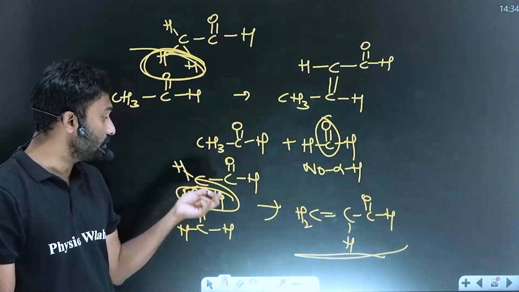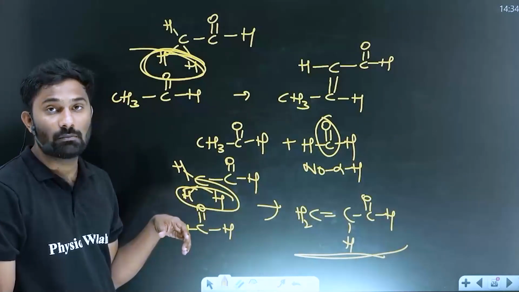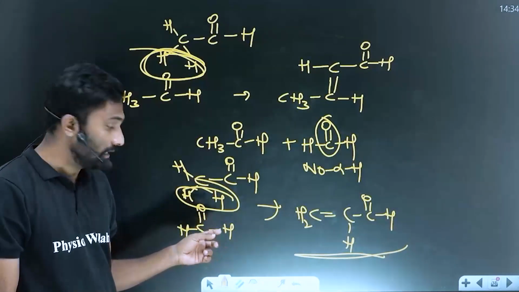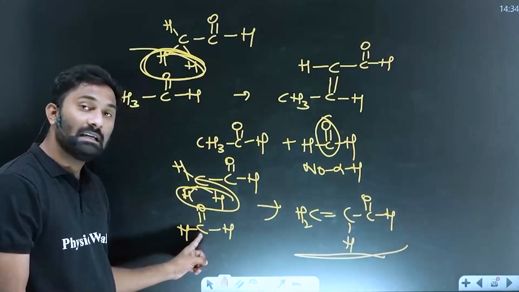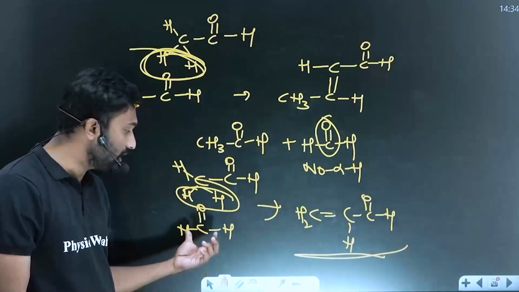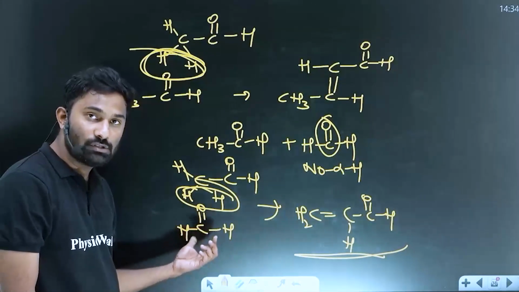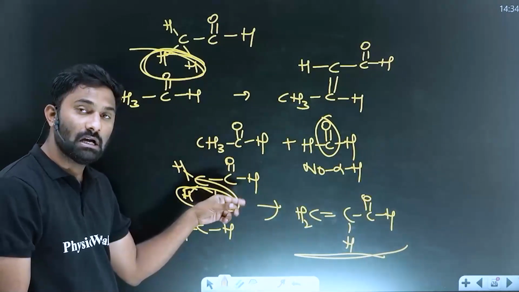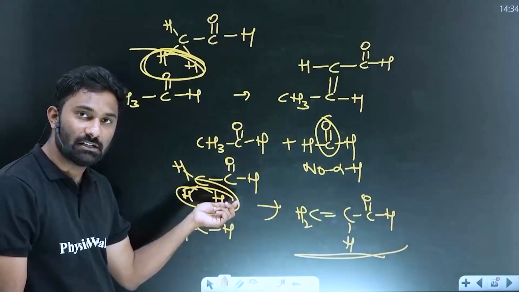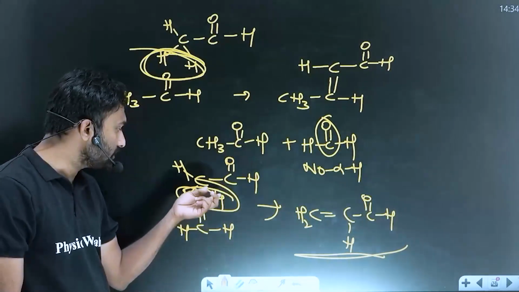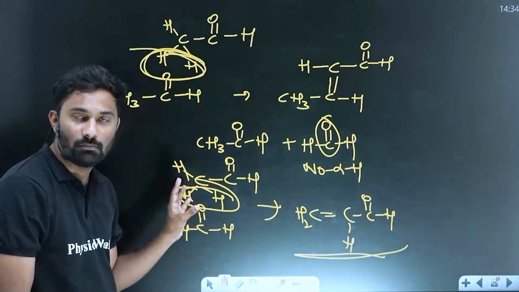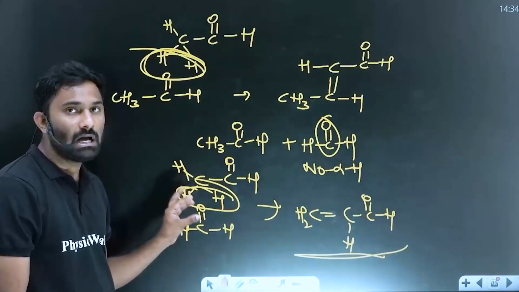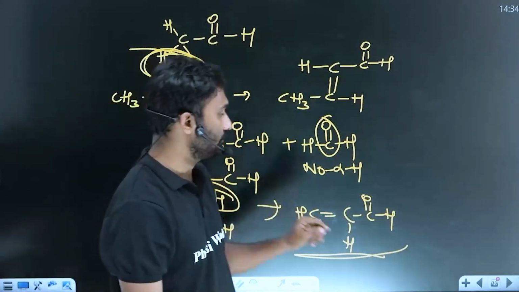Okay, now hydrogens will be eliminated from the alpha carbons only. If there is no alpha hydrogen in one reactant, oxygen will be eliminated from it, and if the other reactant has alpha hydrogens, hydrogens will be eliminated from the alpha carbon only. Okay, this is how to find out the aldol condensation. Okay, next.